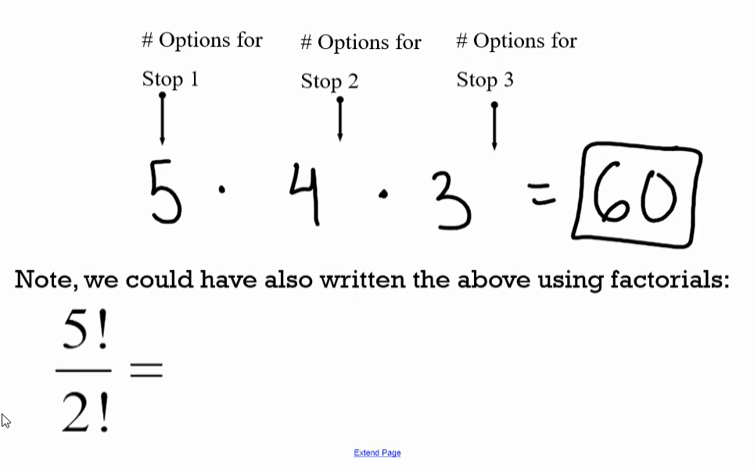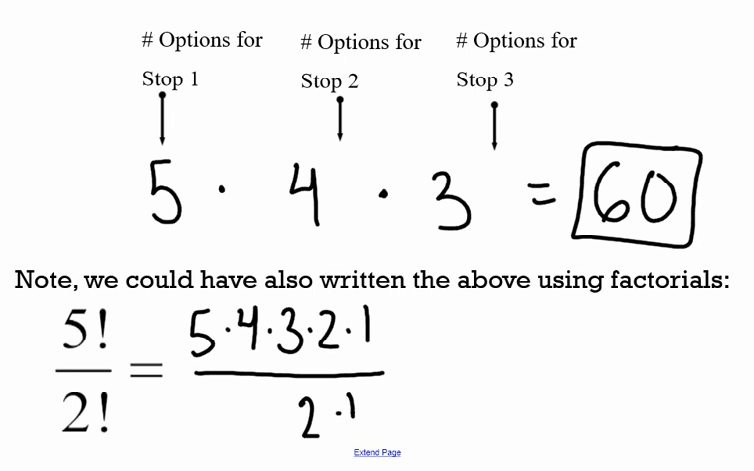Note, you could have also written the above using factorials. 5 factorial divided by 2 factorial. 5 factorial is 5 times 4 times 3 times 2 times 1. 2 factorial is 2 times 1, and you'll see 2 divided by 2 is 1, 1 divided by 1 is 1, and that's going to leave me with 5 times 4 times 3. Essentially, it's saying I need to stop 2 short because I'm only able to pick 3. So I'm not able to pick the last 2, so I need to divide those out.